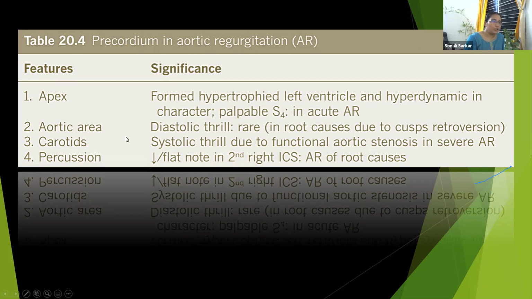And in the aortic area, rarely a diastolic thrill is found. It is found when aortic regurgitation is due to injury to the cusps. In the carotids, there will be a functional systolic thrill, and percussion is not done. Although percussion is included in the chart, percussion of the heart is not done.